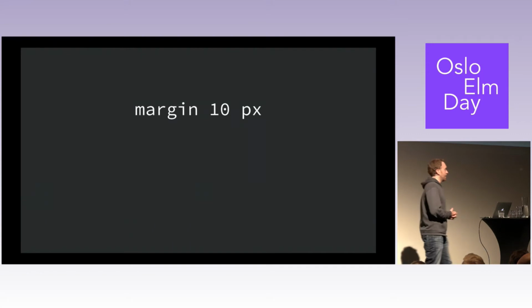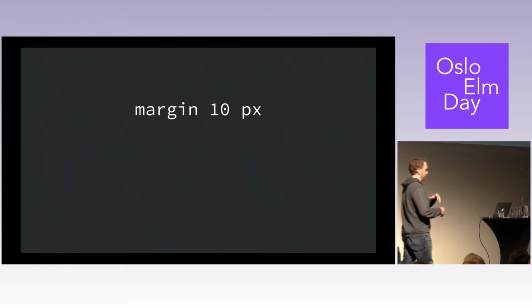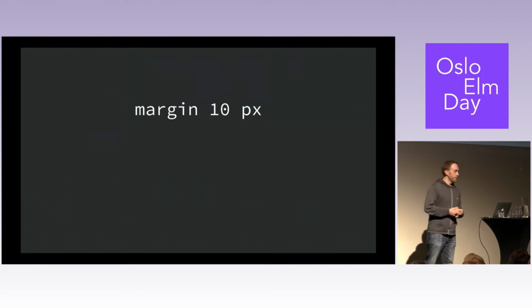Case in point, this. So margin 10 pixels. This right here is an Elm function called margin. It takes two arguments. The first one's a number, the second one is units. Now, this works, and it looks kind of like CSS. There's no colon, and there's a space between 10 and pixels. But it's kind of weird that it takes two arguments, right?